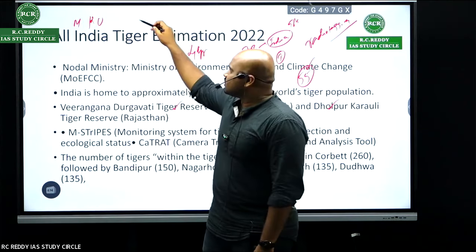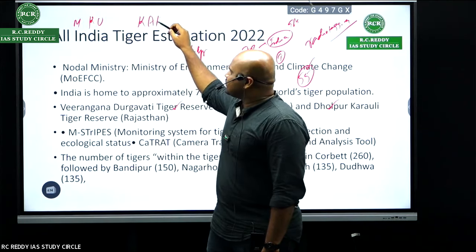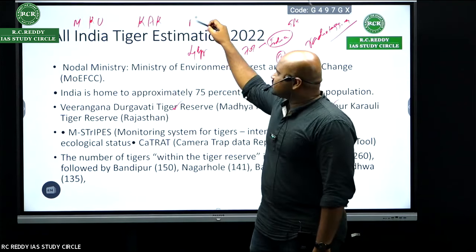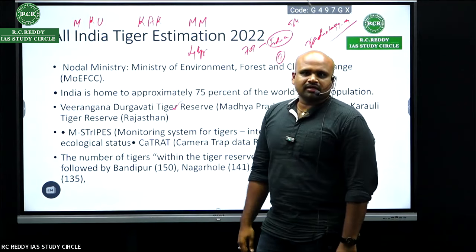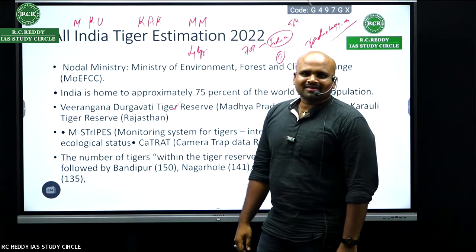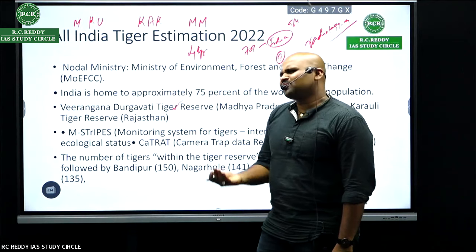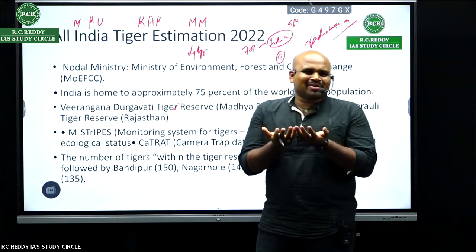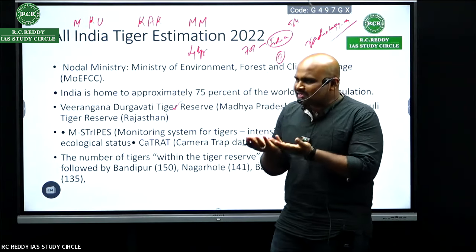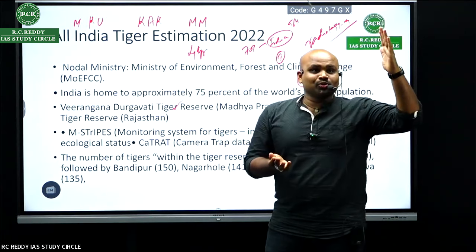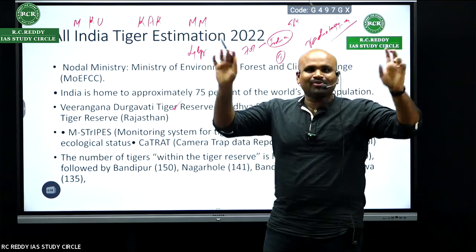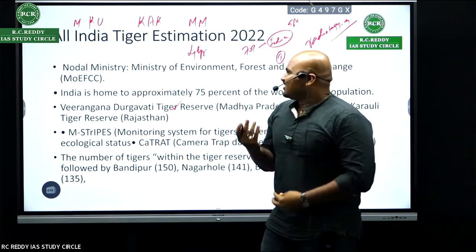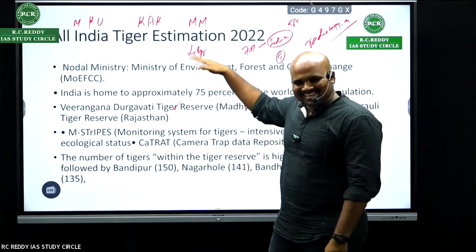With respect to elephant, what? Karnataka, Assam, Kerala. With respect to leopards, Madhya Pradesh, Maharashtra, and AP. AP and the question. Where are leopards in AP? Oh, Tirupati, Chirutapalli. Interlinking. We'll see. There are leopard censuses as well.